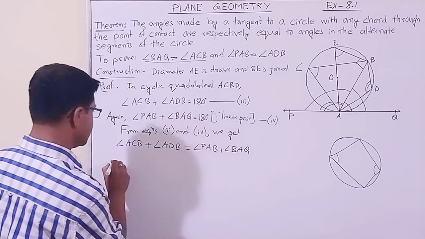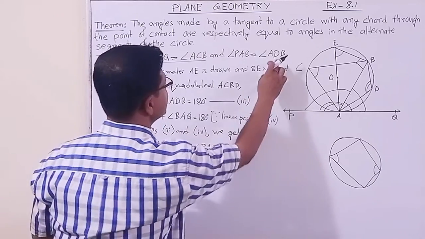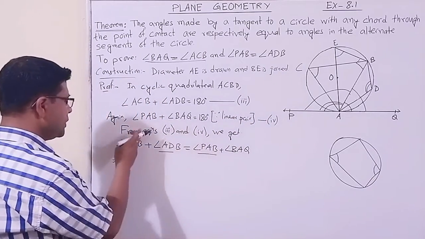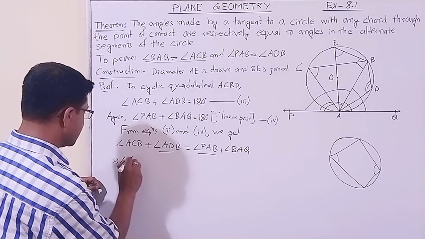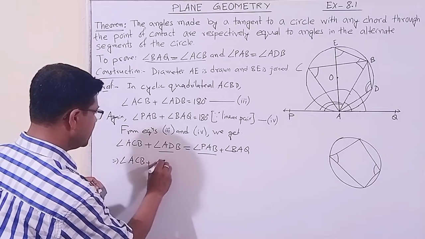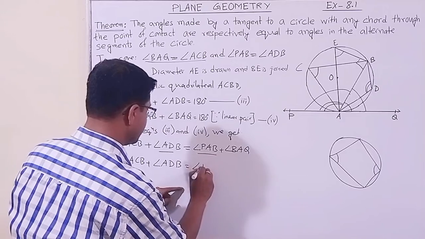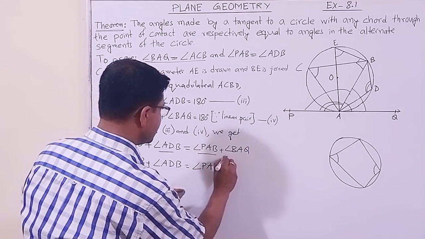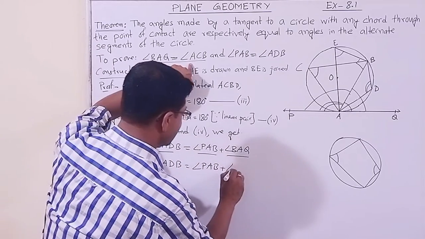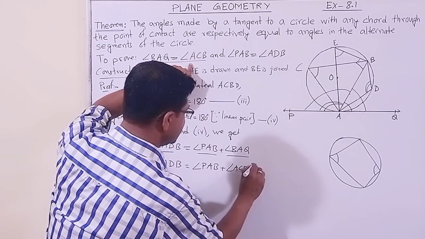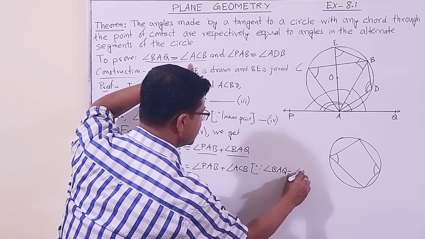Now my dear students, what we have to prove? We have to prove that PAB, this angle, is equal to ADB, this angle. That means we have to remove this. Can we remove this? Yes, we can remove. Let us write the left hand side, I will disclose it in the right hand side. In place of BAQ, what can we write? Angle ACB, right? What is the reason? Since angle BAQ equal to angle ACB.